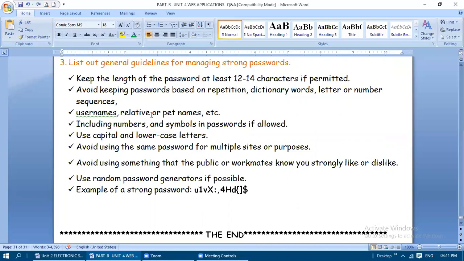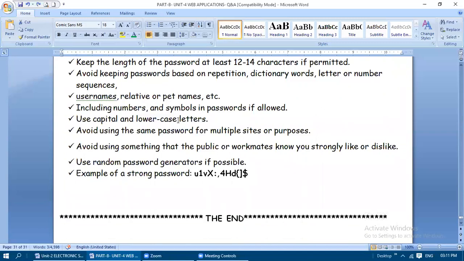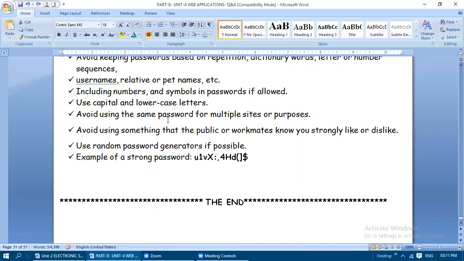Usernames, relatives' or pet names we should not use in the password. Include numbers and symbols in passwords if allowed. Okay, so you can use numbers and symbols together in the password. Use capital and lowercase letters together. Avoid using the same password for multiple sites. Avoid using something that the public or workmates know about you, like what you strongly like or dislike.